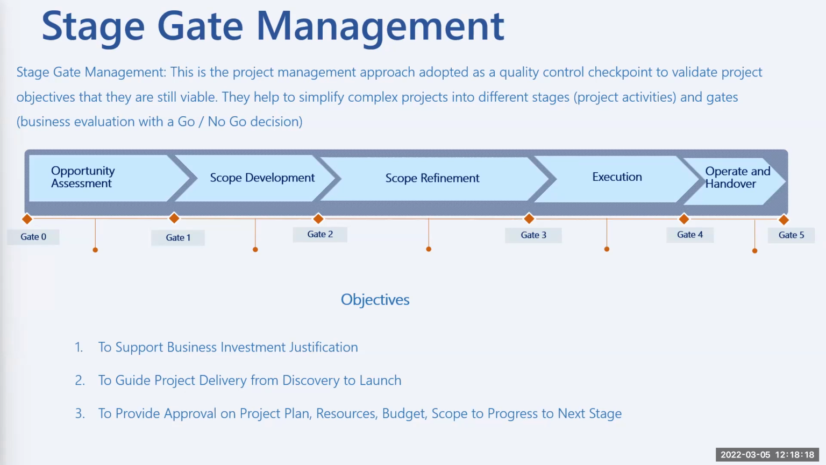It will be opportunity assessment, development. So this is just an overview. It might not be the same name when you go into an organization, right? But the logic is you understand that projects are broken into different phases or stages. And before it can progress from one stage to the other, it needs to pass through a gate.